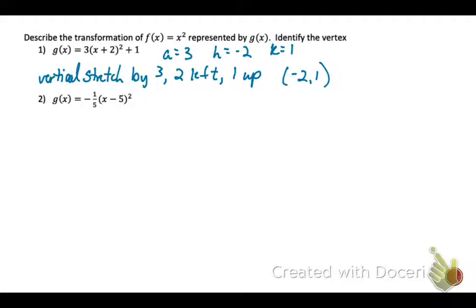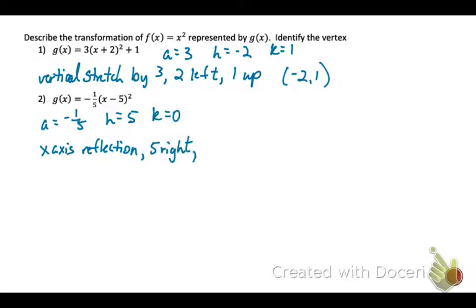Now number 2, this is a case again where we just have 2 parameter changes but 3 transformations. So a value is negative 1/5 and h is 5. So there's an x-axis reflection, a horizontal shift 5 to the right, and then a vertical shrink by 1/5. And then finally our vertex is the point (5, 0).